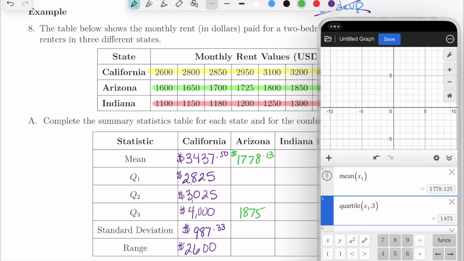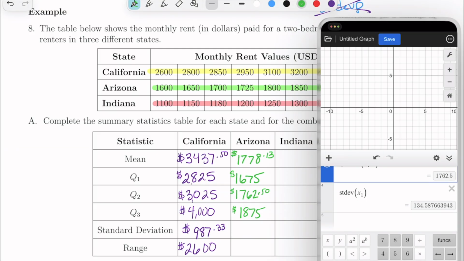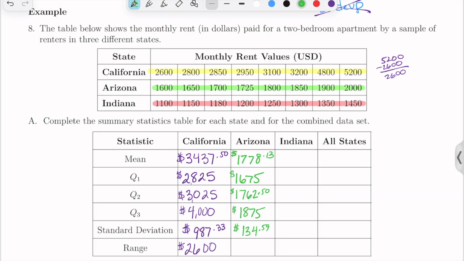But I can go back up and edit this and I'll put in 1 for the first quartile. I'll put in 2 for the second quartile, or the median. And then for the standard deviation, there's that one. You can see this has much lower standard deviation than California. That means there's a lot less spread. Now the range, remember we had to calculate that one by hand. The range for Arizona was just 2,000 minus 1,600, which is 400.